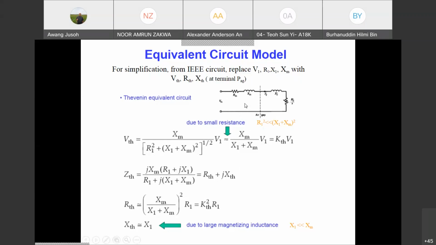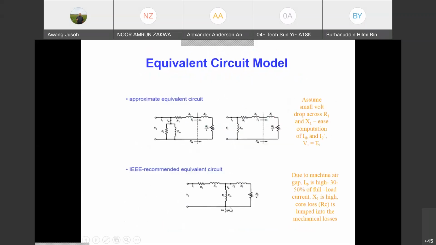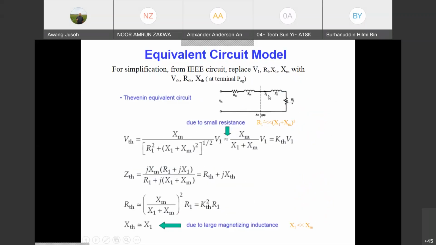So okay, this is Thevenin. Thevenin is a simplification of the IEEE circuit. It can be used to calculate the power, and the rotor current, and so on. But it can't give you the stator current, and it can't give you the power factor, because the stator current gives you the power factor. So without the stator current, you don't know the power factor, right? That's the issue. Okay, this is the formula for Thevenin just now.